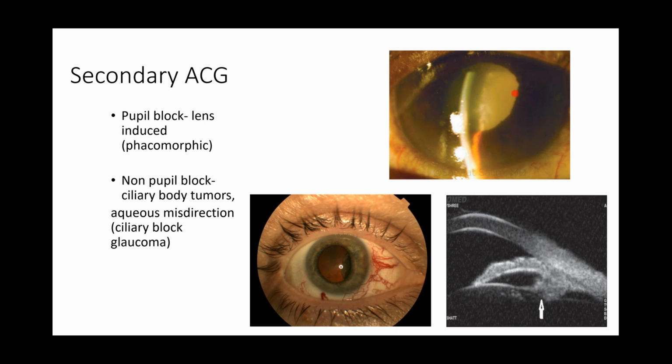So phacomorphic glaucoma is one of the most common causes of secondary angle closure glaucoma. You can also have ciliary body tumors. Here you see a photo of a UBM. This is the cornea, this is the sclera, this is the lens, this is the iris, the ciliary body, and the ciliary body processes with the ligaments attaching.